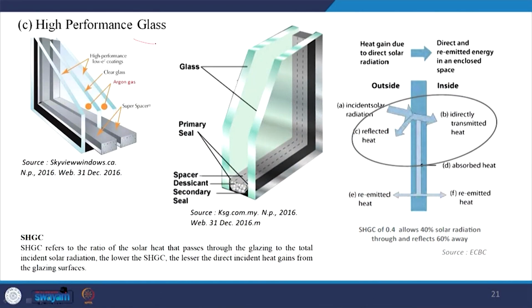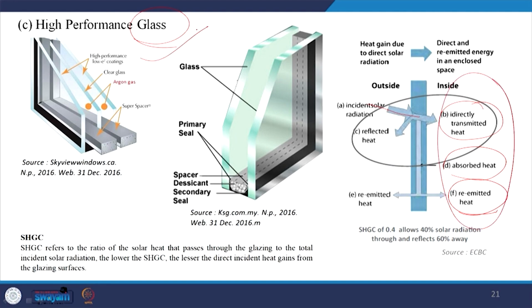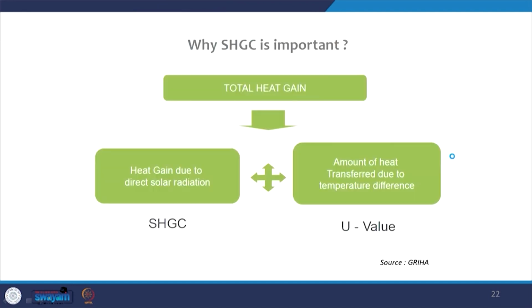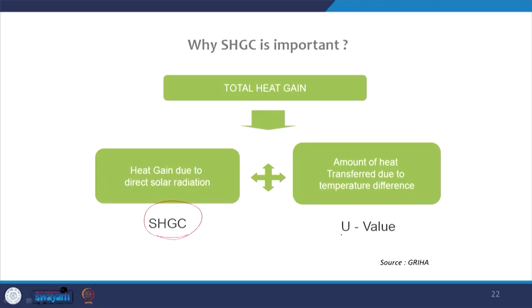Now we are talking about selecting the glass as the first parameter, and we have already discussed how the glass transmits heat inside. It may be directly transmitted, it may be absorbed and then re-emitted heat. So the total amount of heat which is transmitted through the glass has to be seen. We have already reduced the WWR and then we select the right type of glass which, in warm climates or in cold climates, reduces this heat transfer through the glass. Now when we are talking about selecting the high efficiency glass, there are two values of utmost importance when we are talking about the heat gain. We are talking about SHGC and we are talking about U value.